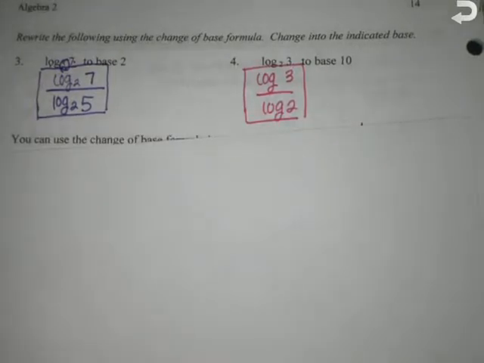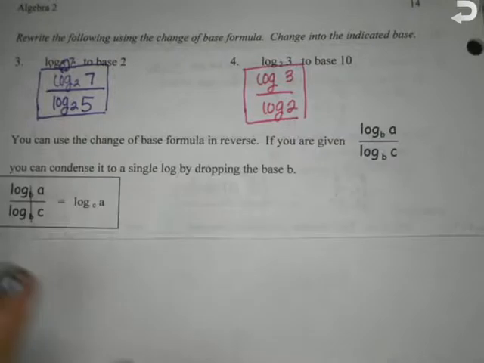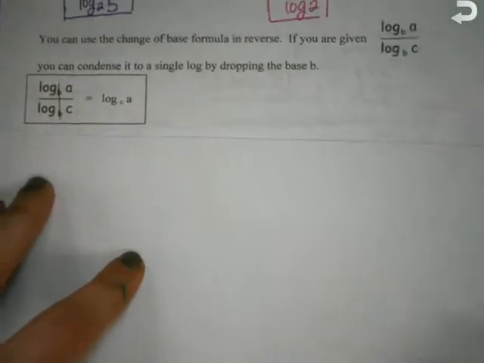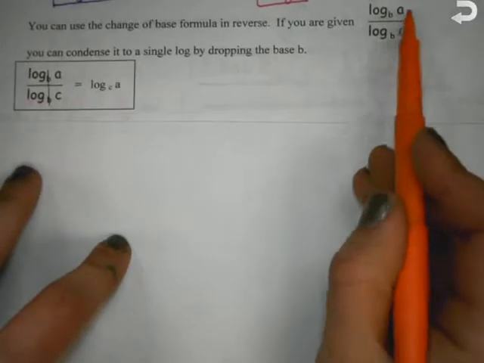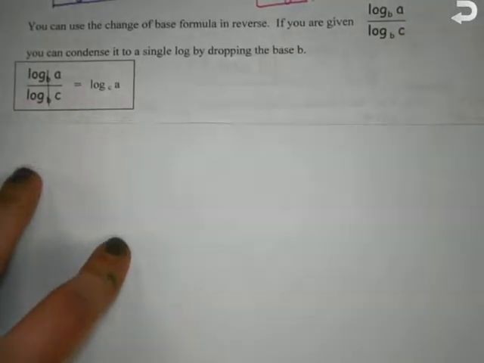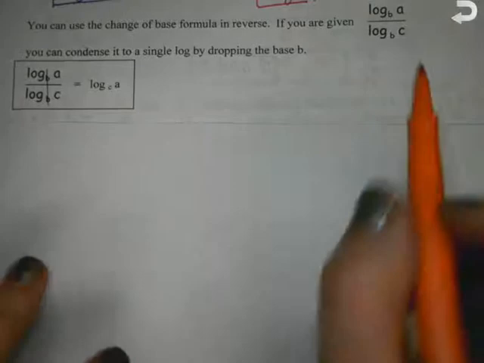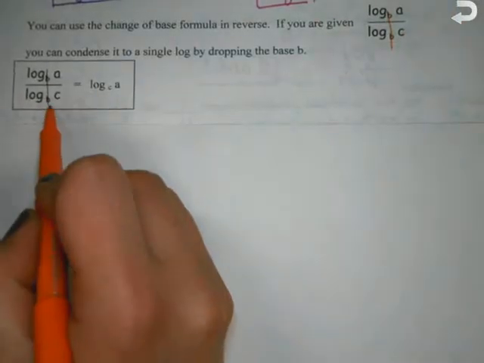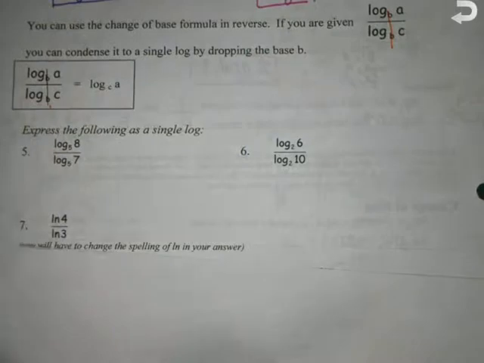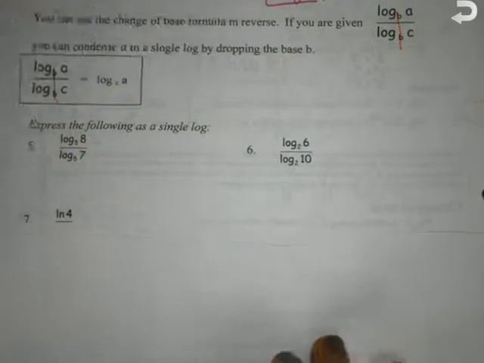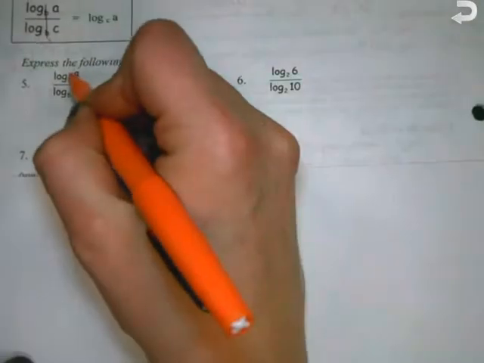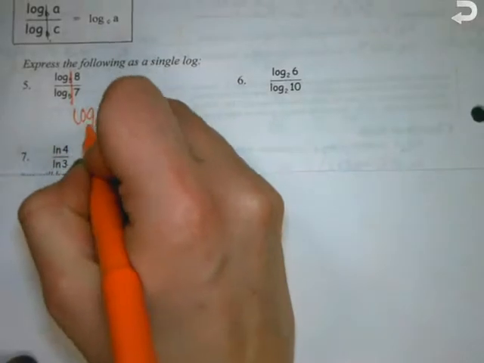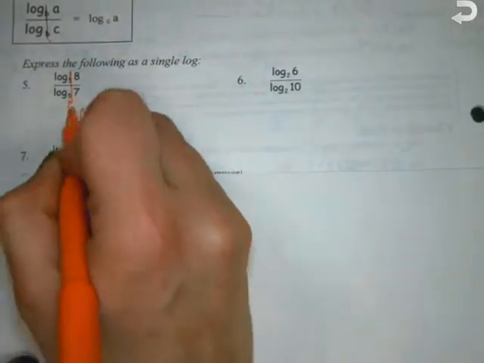Okay. We can also do this backwards. So if you are given log base B of A over log base B of C, we can actually condense those to a single log by dropping that base B. Okay, so let's do 5, 6, and 7. Log base 5 of 8 over log base 5 of 7. The bases are the same, so we can drop that base of 5 and rewrite this as log base 7 of 8. So that bottom number is always your original base. So it just goes back to where it used to be.